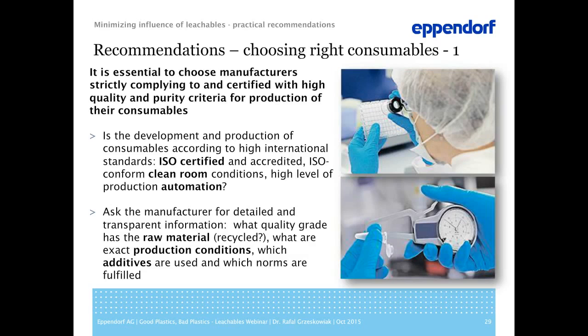In the development and production of consumables according to international standards, ISO norm certification is important, and particularly ISO-conform clean room conditions and a high level of production automation are essential. And another important question to ask is for detailed information on the quality and purity of raw material used for production, which should definitely not be recycled. And what are the exact production conditions, and whether any additives are used, and which norms are fulfilled.